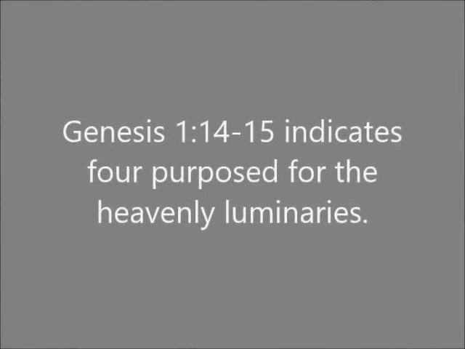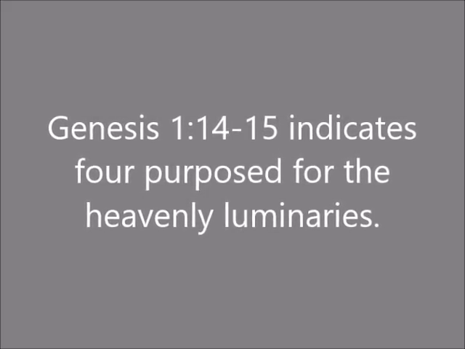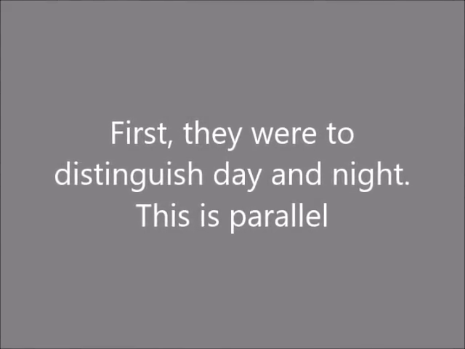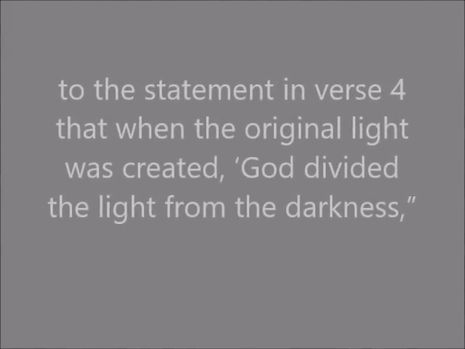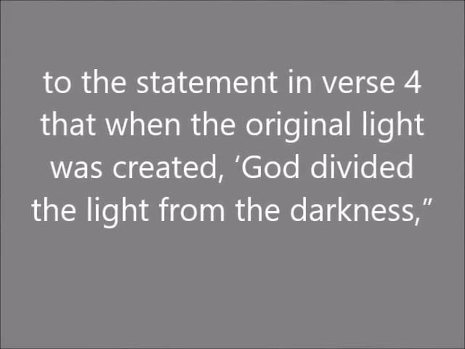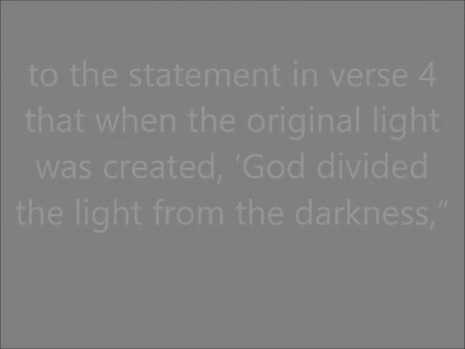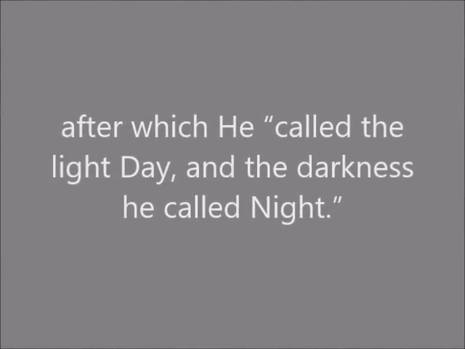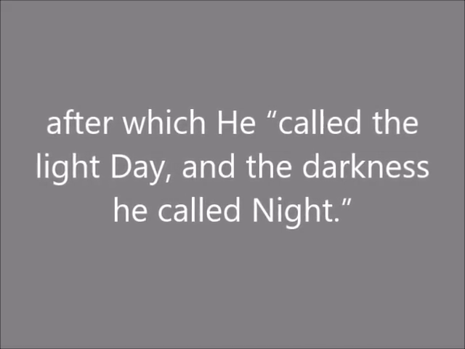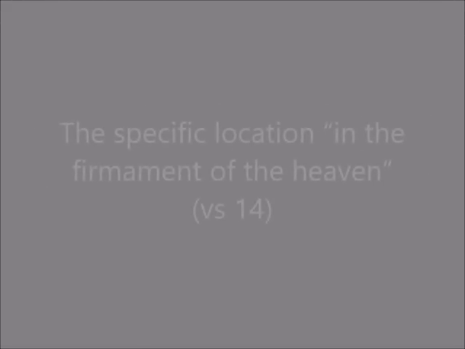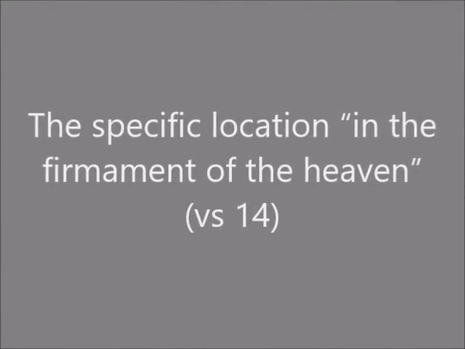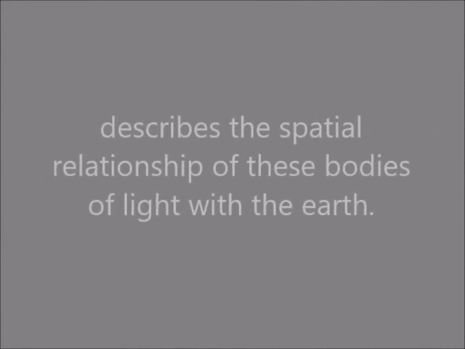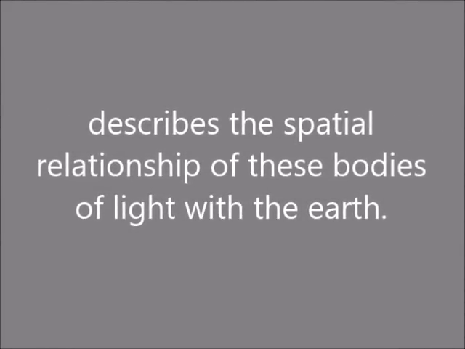Genesis 1:14 through 15 indicates four purposes for the heavenly luminaries. First, they were to distinguish day and night. This is parallel to the statement in verse 4 that when the original light was created, God divided the light from the darkness, after which he called the light day and the darkness he called night.